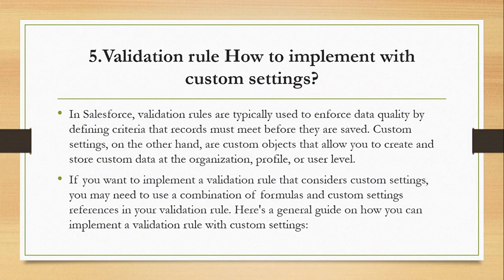The fifth question is, how to implement a validation rule with custom settings? In Salesforce, validation rules are typically used to enforce data quality by defining criteria that records must meet before they are saved. Custom settings are like a custom object that allows you to create and store custom data at the organization, profile or user level. If you want to implement a validation rule with custom settings, you may need to use a combination of formulas and custom settings, then reference them in your validation rule.